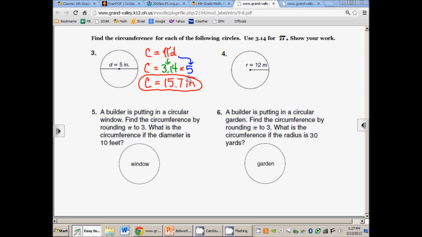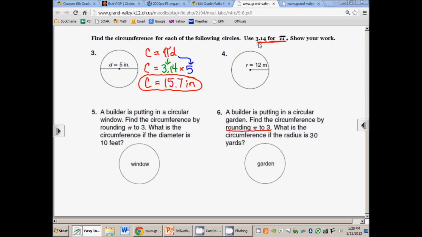Now let's skip to number 6, just for a different type of example. It says a builder is putting in a circular garden, and maybe he wants to put a fence around it, because a fence would be like the distance around it. It says find the circumference by rounding pi to 3. Okay, so not every question wants us to use 3.14. If we're going to round, if we're going to estimate, then we could just use simply 3.